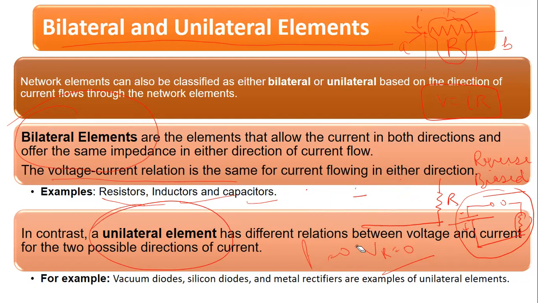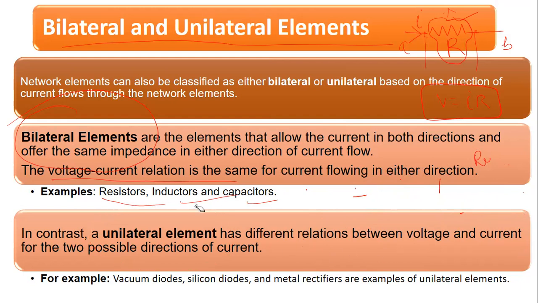Such elements we call unilateral elements, right? They will have a different relationship, different behavior between voltage and current when the direction of either voltage or current is changed. जब हम voltage या current की direction को अगर change कर दें, तो जो elements में voltage और current का behavior भी change हो जाए, response भी change हो जाए, तो ऐसे elements को हम क्या बोलेंगे, unilateral elements, right guys? So the examples are vacuum diodes, silicon diodes, metal rectifiers, etc.